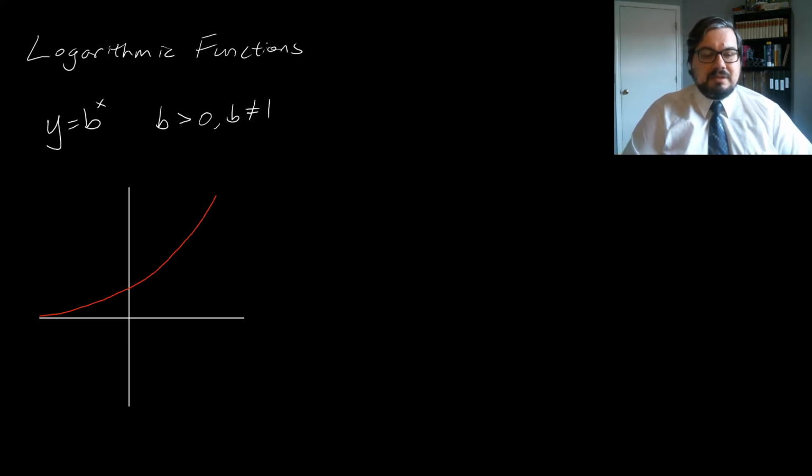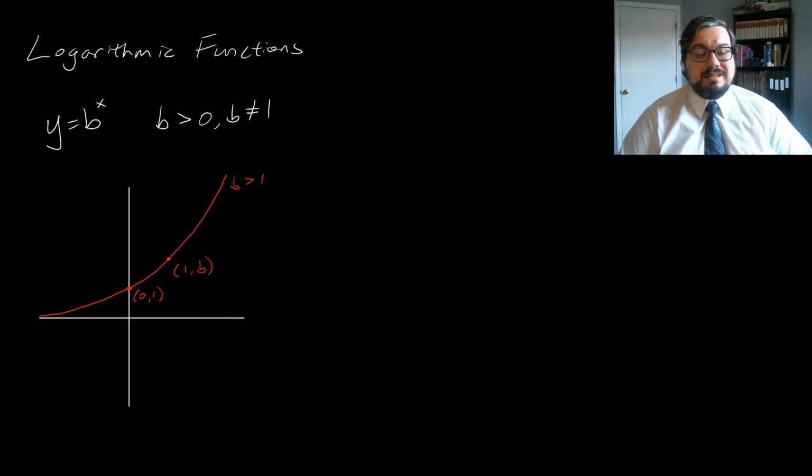If the base b is greater than 1, we get an equation that looks like this. It's increasing, it has a y-intercept at the point 0, 1, and it also includes the point 1, b. Furthermore, it has a horizontal asymptote at the level y equals 0.